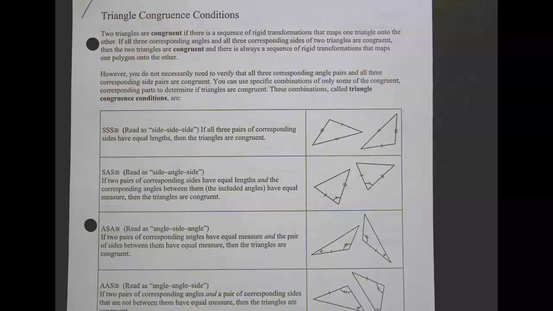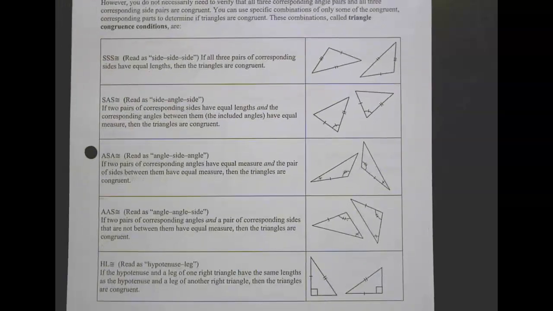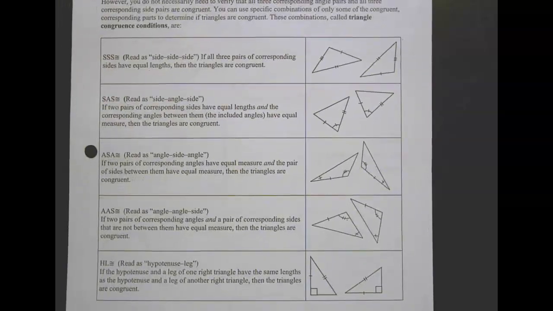So here at the top of the page are just some notes on when triangles are congruent, if you can do a sequence of rigid transformations. And then once you have proved that two triangles are congruent, then you have also proved that all their corresponding parts are congruent. So these are the 5 triangle congruency theorems that we discussed quickly on Friday. Side, side, side, side, angle, side, angle, angle, side, and hypotenuse leg.